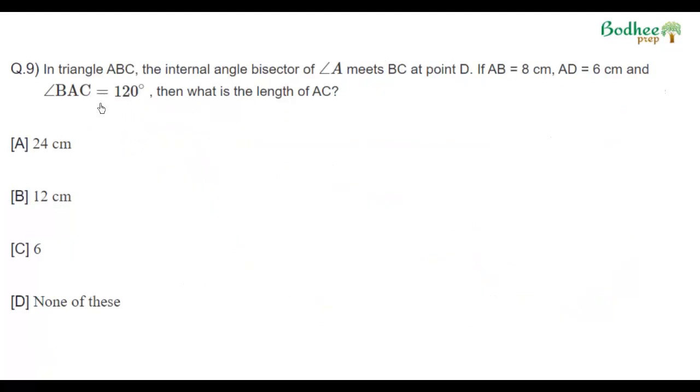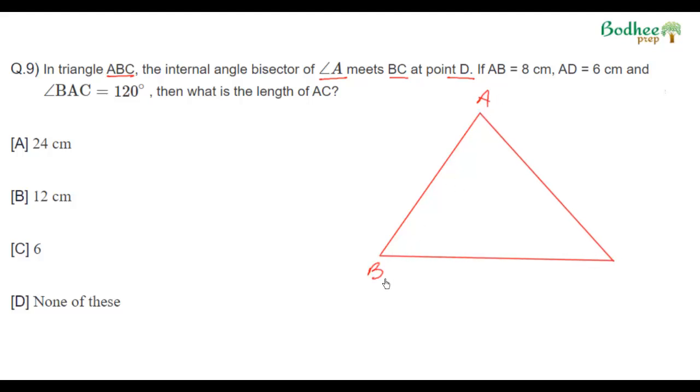Now here in this question it says that there is a triangle ABC and the internal bisector of angle A meets BC at point D. So let us draw the scenario. So this is triangle ABC and the internal bisector of angle A meets BC at D.